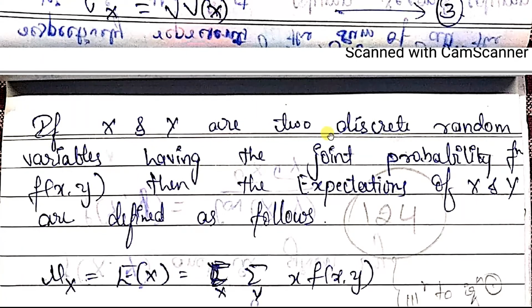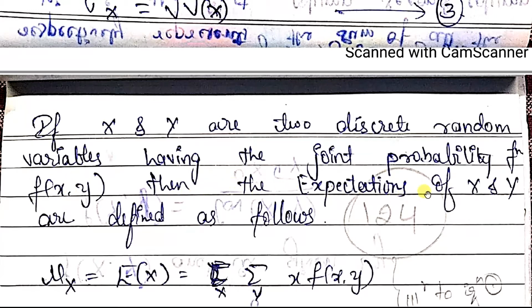If x and y are two discrete random variables, see, in the first case we have seen only a single random variable. X was a single random variable. Here now, x and y are two discrete random variables having the joint probability function. Sorry, it is not a distribution, it is a joint probability function. This is the probability density function, PDF, f of x comma y.